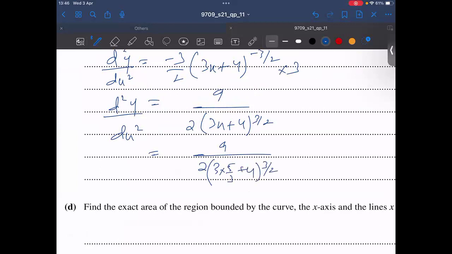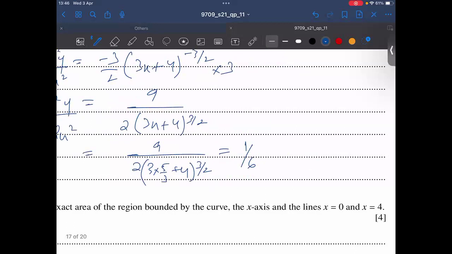It's going to be 3 times 5 plus 4, 9. Square root of 9 is 3. 3 to the power of 3 is 27 times 2 is 54. 9 over 54 is 1 over 6. So minimum in nature, so you're getting a positive value.